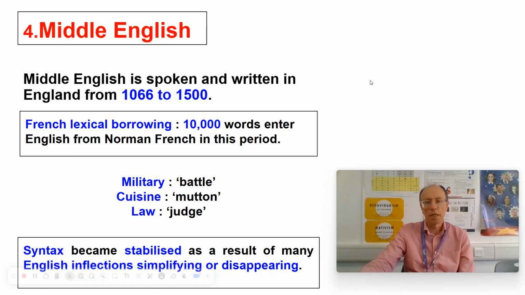So what happens is that some of those complicated inflections that I talked about in Old English, they drop away, and therefore the syntax becomes more stabilized because you've got to actually nail down where words are in the sentences, like subject, verb, object, in order for the sentence to cohere. Okay, so we've got those complicated inflections from Old English simplifying or disappearing.